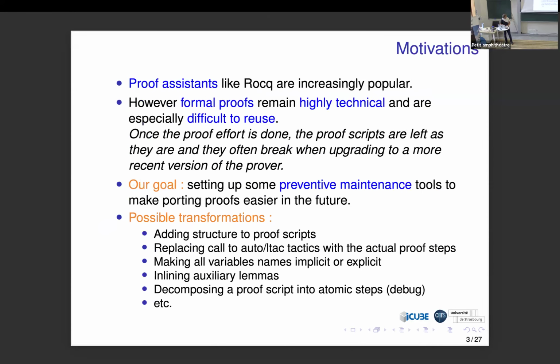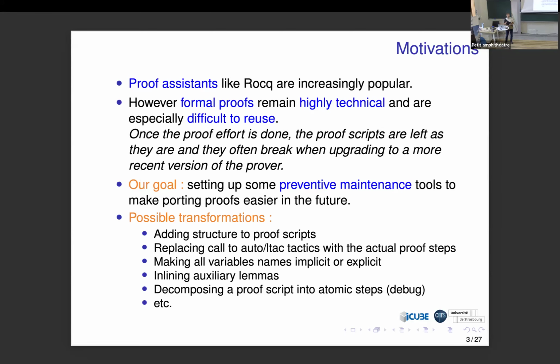So as you know, proof assistants are increasingly popular, and proofs remain highly technical and difficult to reuse. And sometimes when you want to reuse something, you don't understand how it works in the base case. In the worst case, it doesn't work anymore for some reason because you use some inversion tactic and it decided that it requires one extra argument or something like that. So here is a small sentence which summarizes what usually happens: once the proof effort is done, the proof scripts are left as they are, and they often break when upgrading to a recent version of the prover. That's something people usually hide under the carpet.